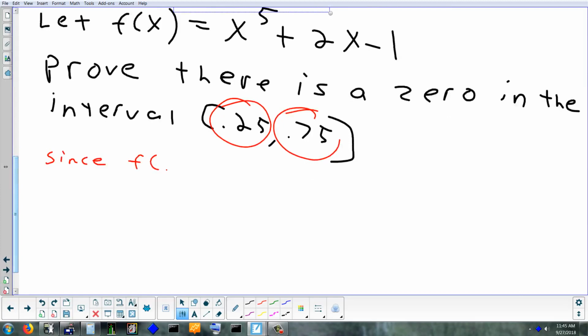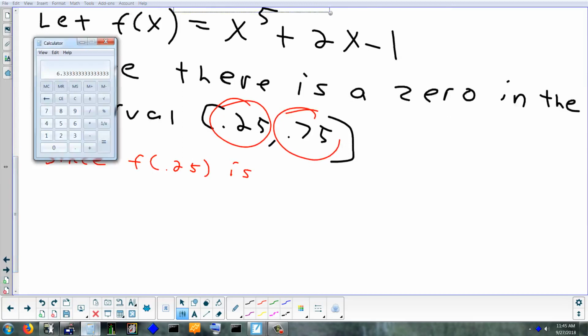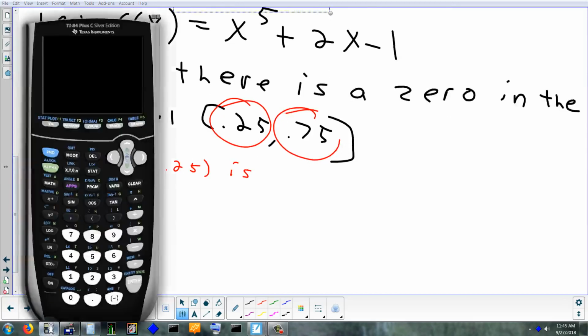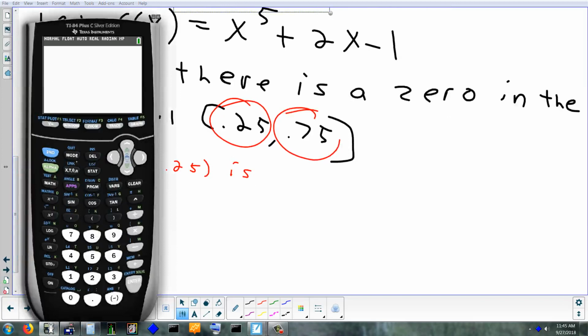So since f of 0.25 is, now I need to know what that is. So let's check it. Sometimes I might use the graphing calculator, but I can probably check it just as fast without even graphing it. Just 0.25 to the fifth, not squared, 0.25 to the fifth, plus 2 times 0.25 minus 1. Minus 1.